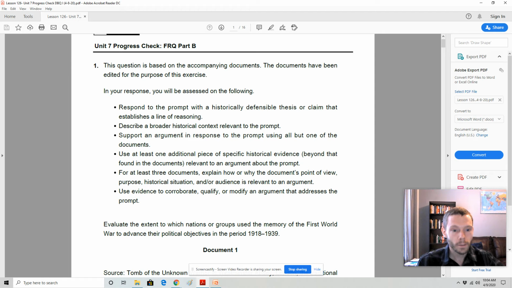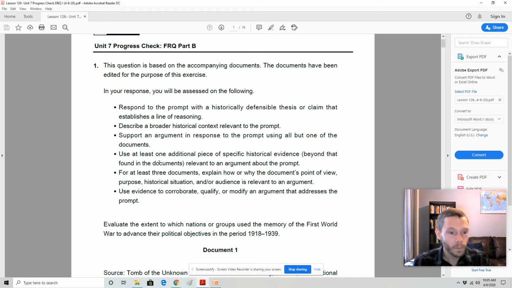Support an argument in response to the problem using all but one of the documents. So this is what we call evidence. So you'd want to be bringing in specific facts, examples, and details, whether they be quotes or paraphrasing information from the documents themselves as you write the essay. And this would be, again, to support the argument. So this means EVA. EVA means evidence with analysis. So you can get a point just for using the evidence, but to get the second point, you have to explain how that evidence supports the thesis that you are trying to make.